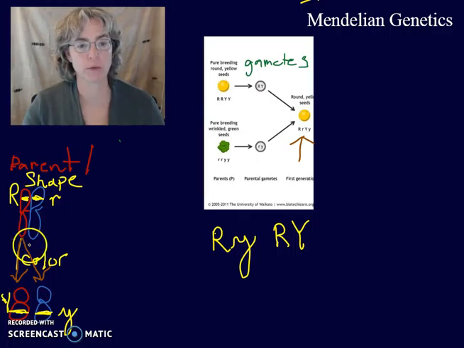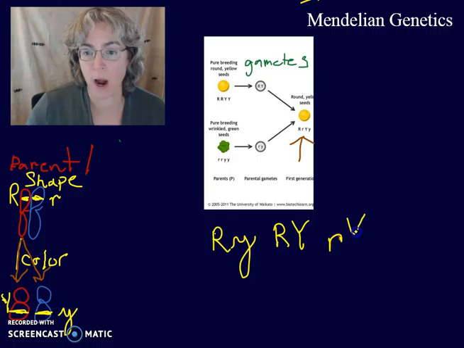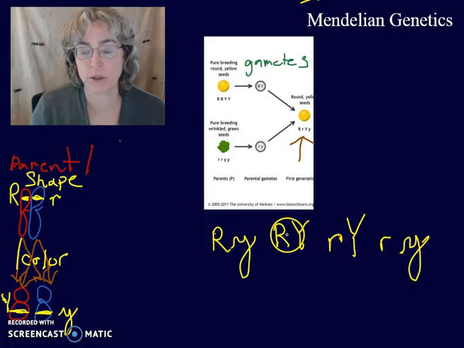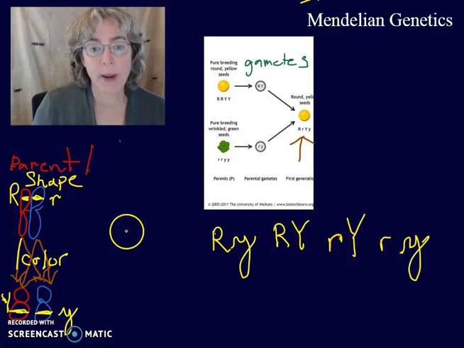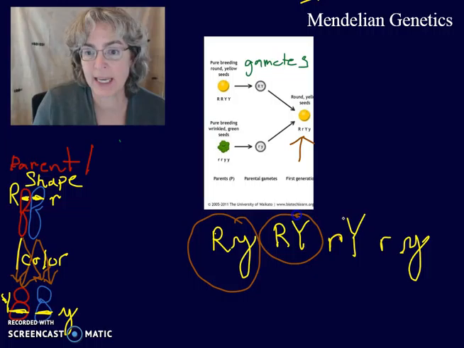Or you can combine little r. Little r can go with big Y, and little r can go with little y. So there are our four combinations. Parent one can have, let's make sure, we're going to say that this is the dad. These are the gametes.